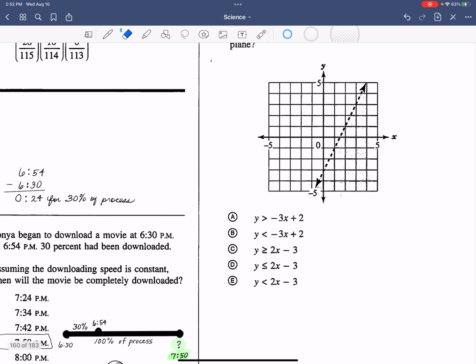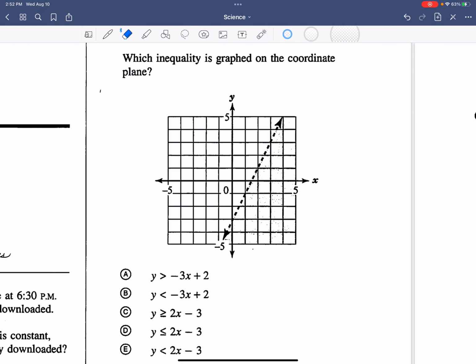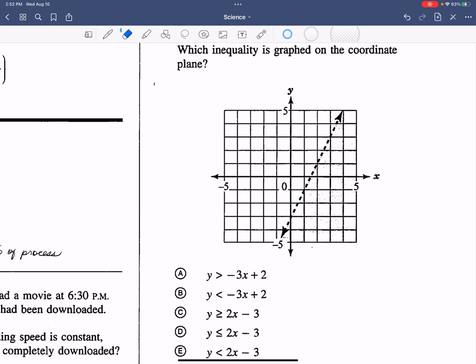Number 14. This one is sort of the grandfather of all problems. It incorporates geometry, algebra, everything in between. It is a good question, but it's a hard one. It's dealing with the concept of inequality, and it has to be shaded somewhere. I'm assuming, because I can't see on mine, but it has to be over here or this won't work.